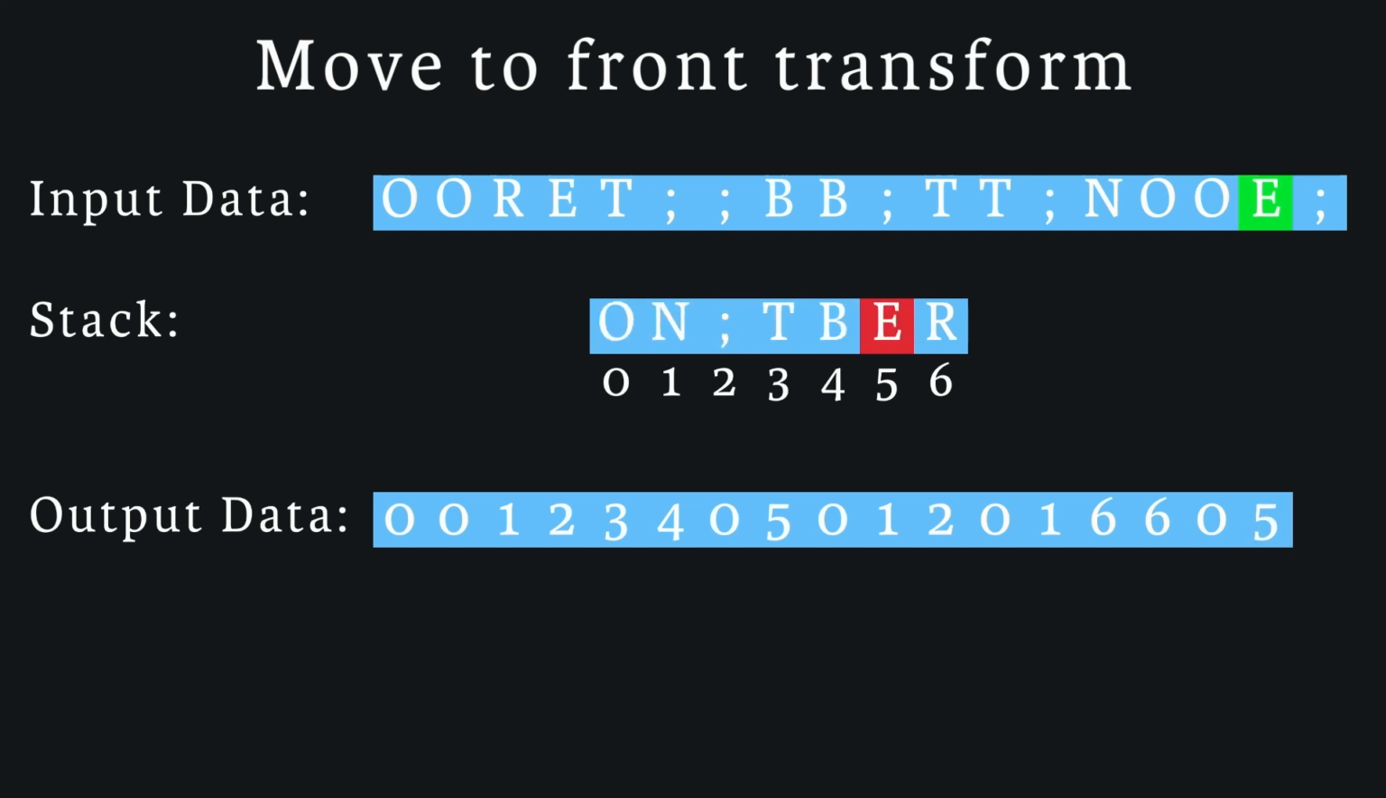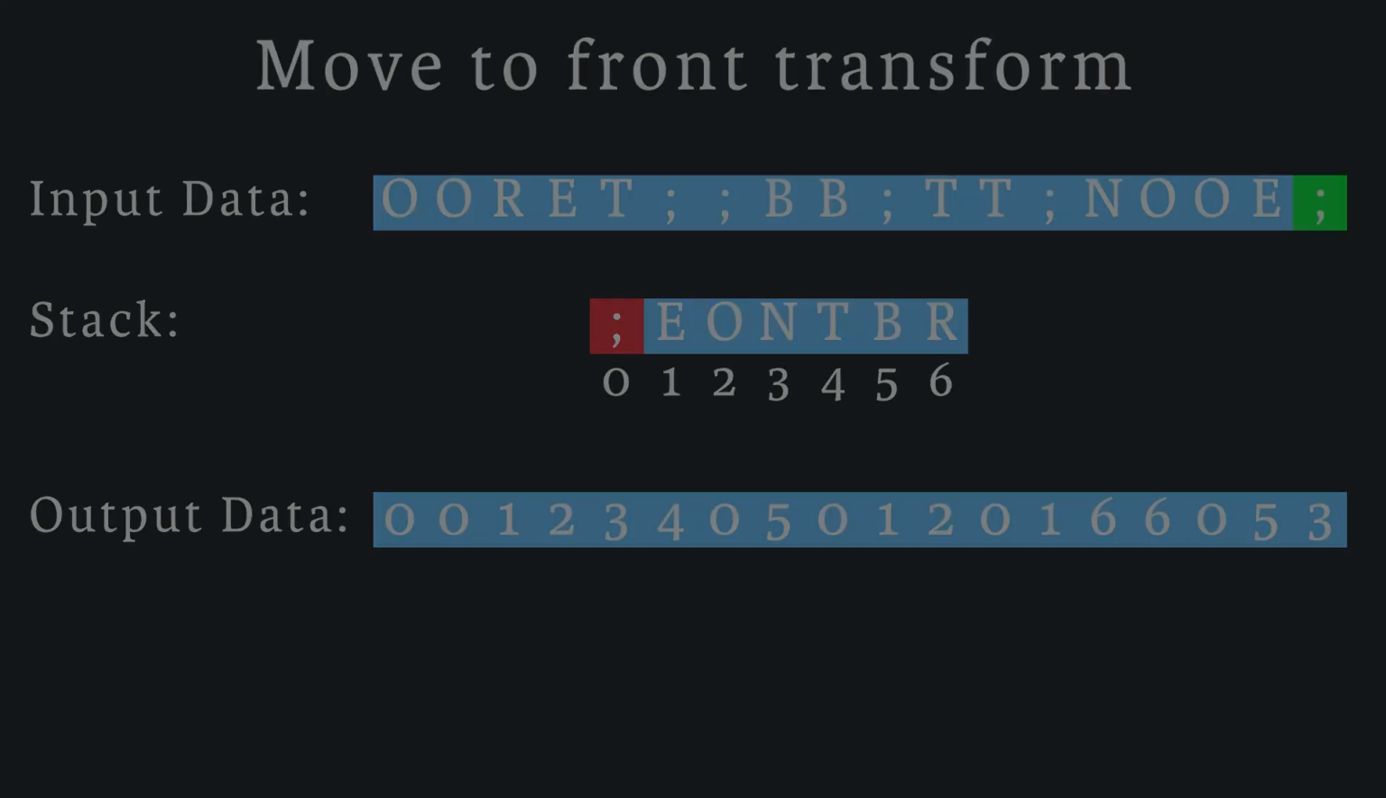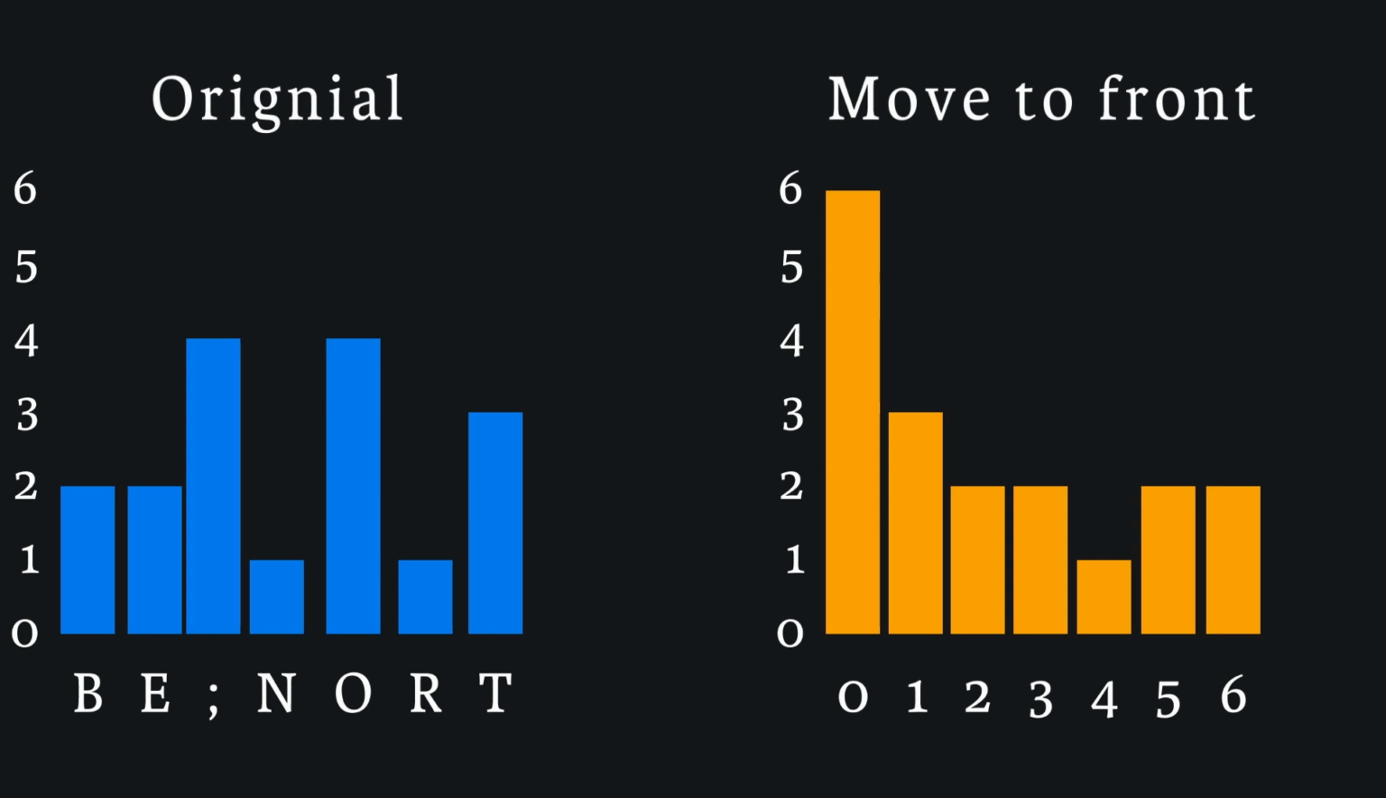By the way, the example you see on screen right now is the result of applying the Burrows-Wheeler transform on the phrase to be or not to be. You can see that the distribution of symbols is more biased after the move to front transform. It is hard to see the impact of this technique on such a small example, but you could imagine this is going to help a lot on a longer string.